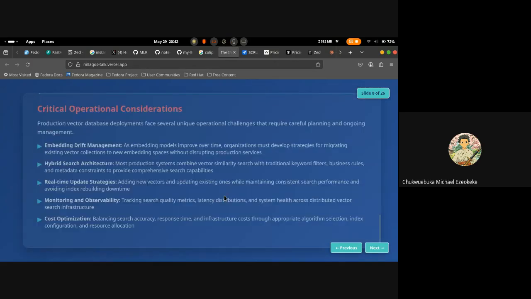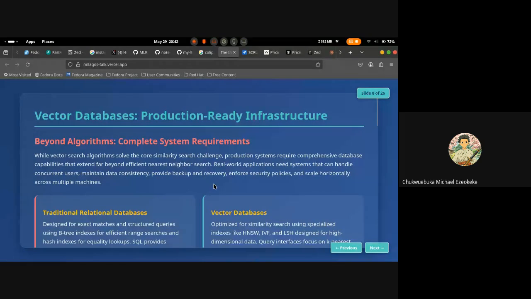So next slide. I'm going to talk about vector databases. Vector databases are different from traditional databases in that a vector database stores vectors, and it is not that easy to use SQL queries on a vector database like that. Let me just go in now.